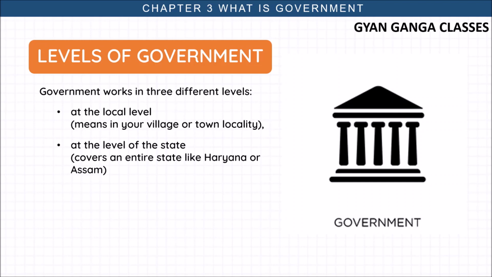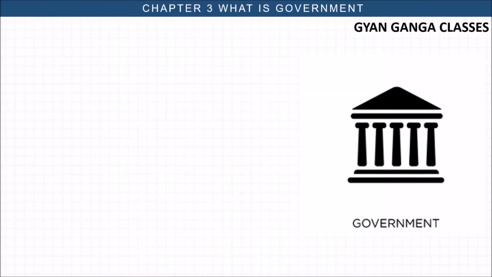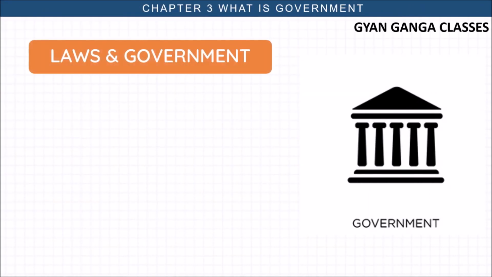Local level was even smaller. Then there is a state level government. Then the national or the central level government. That regulates the entire country. Okay, so we have the chart of the levels of government right now. So you can see the 3 levels of government are these.